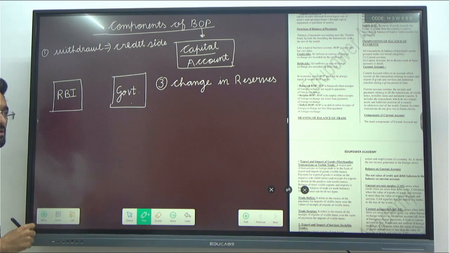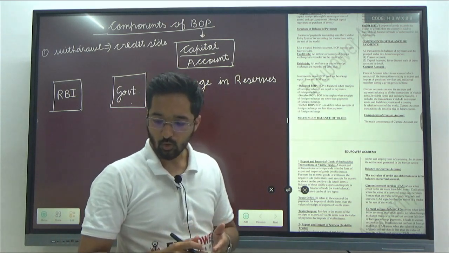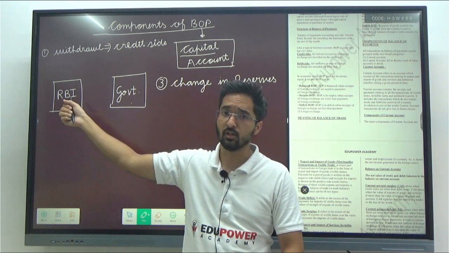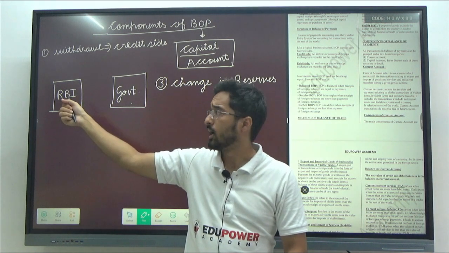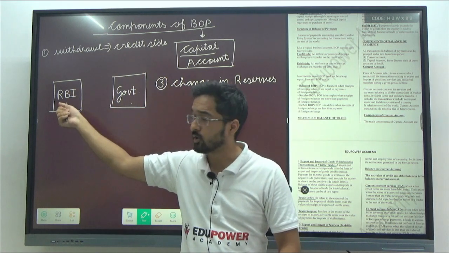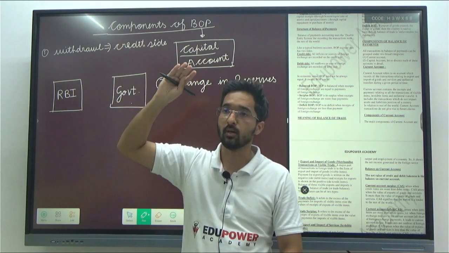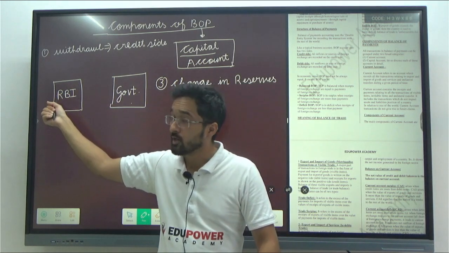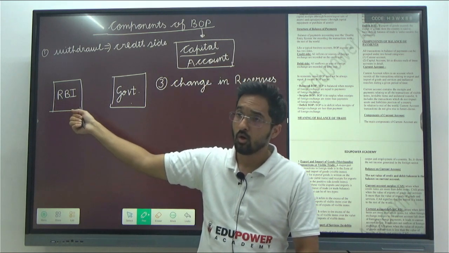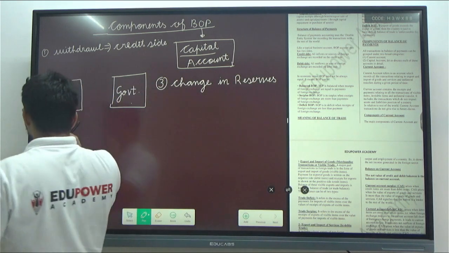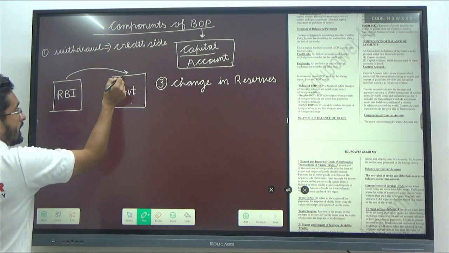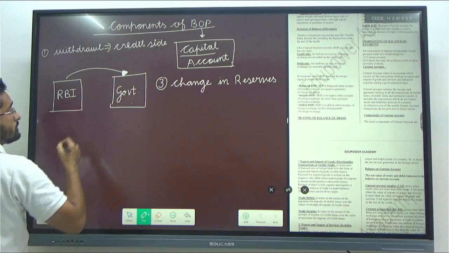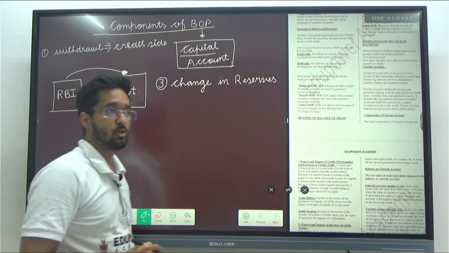Now, the reserves, who holds the reserves? These reserves are held by the RBI. And what are reserves? Reserves are nothing but foreign currency. RBI holds dollars, yen, renminbi, euro. Whatever the foreign currencies are there, RBI holds all of them. Now, what is withdrawal? If there is withdrawal of reserves, the RBI will withdraw the money and give it to the government.